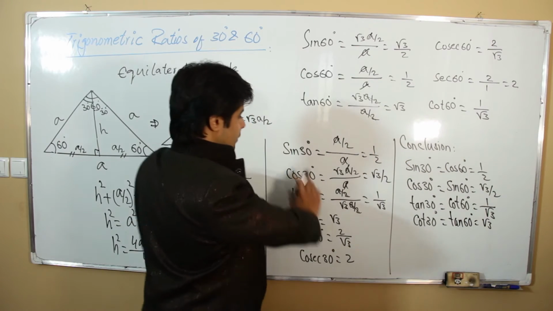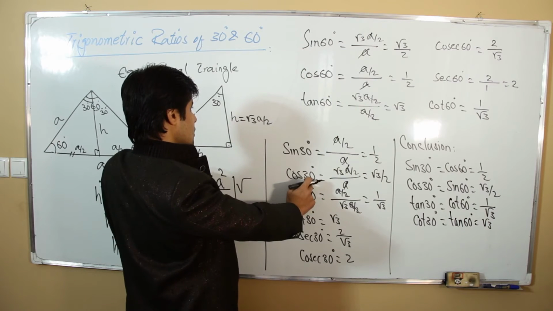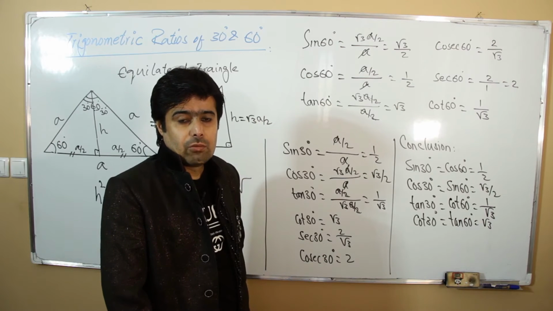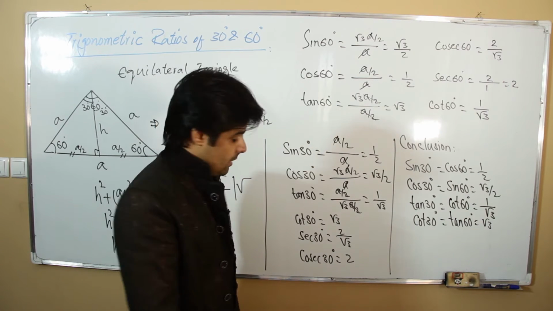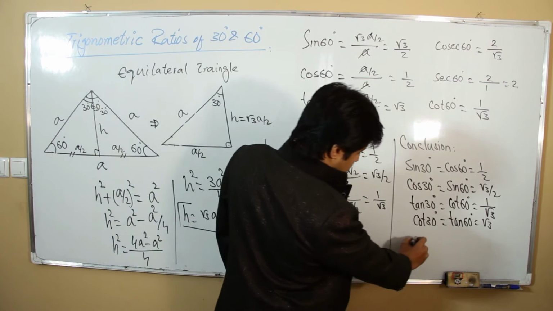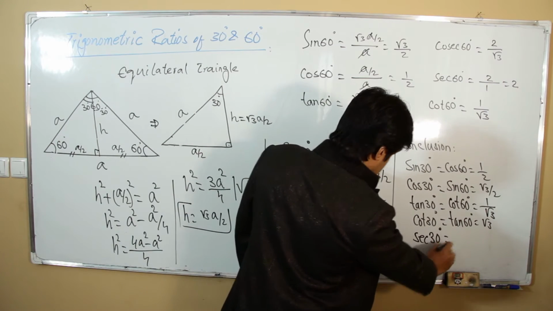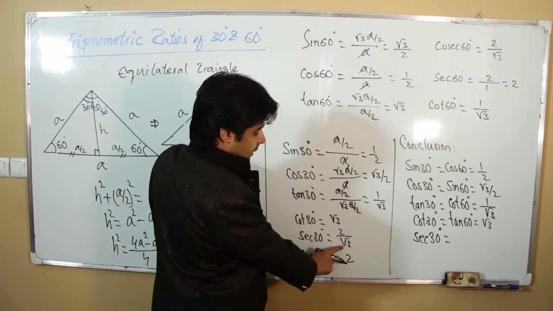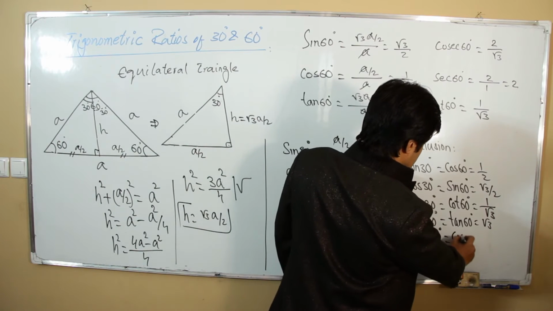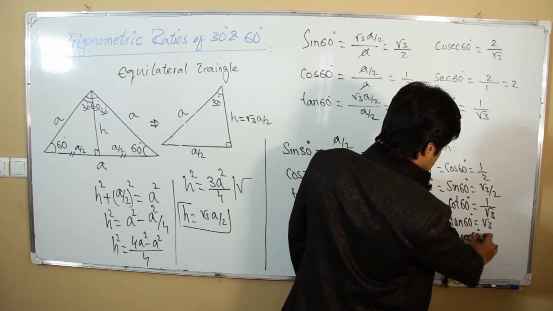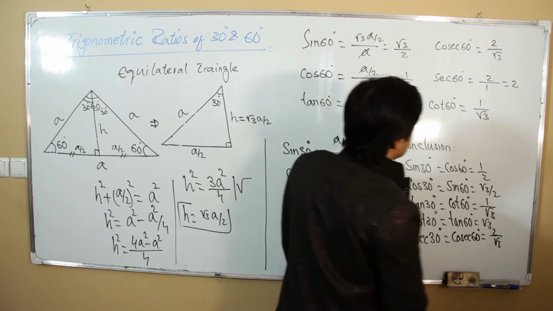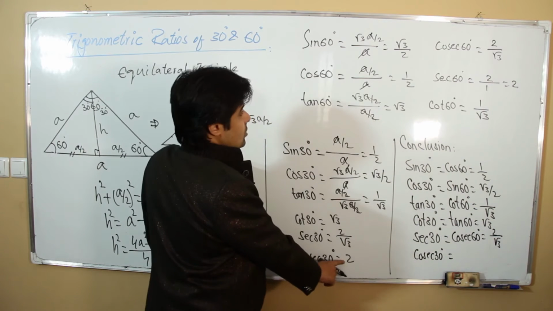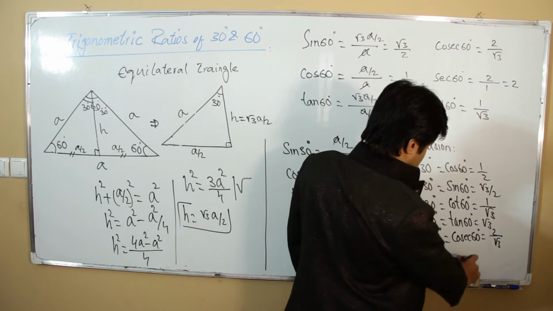It means sine of this one with cosine of this one, cosine of this one with the sine of 60, tangent with cotangent, cotangent with tangent, secant with cosec, and cosec with the secant. So secant of 30 with the cosec of 60, it's 2 divided by root 3, it's also same. And cosec of 30, which is 2, sec of 60, it's also.